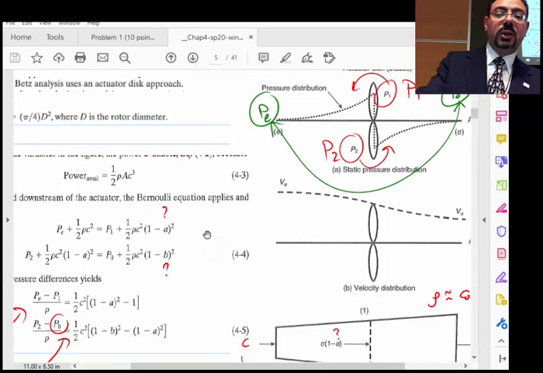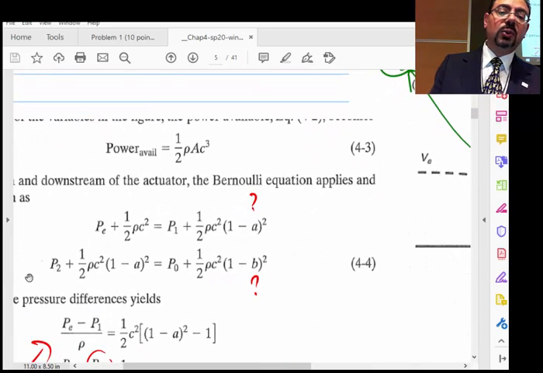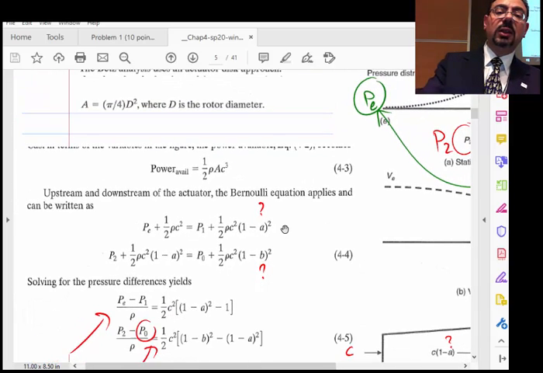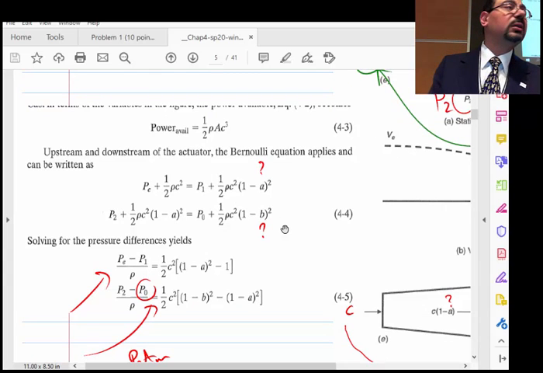Okay? So here is the Bernoulli equation between 2 and the velocity is C times 1 minus A, and this is the velocity all the way at the end when it becomes C times 1 minus B. He doesn't know A and B yet, but he just wrote the energy equation. What's the other equation we got?